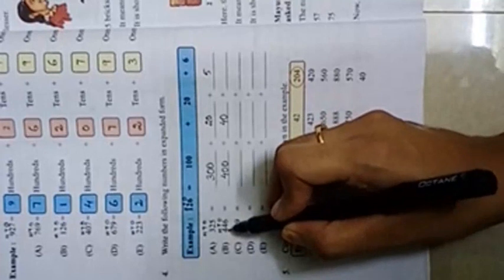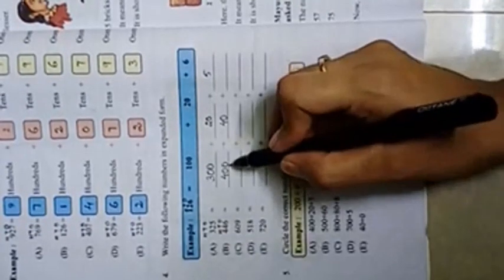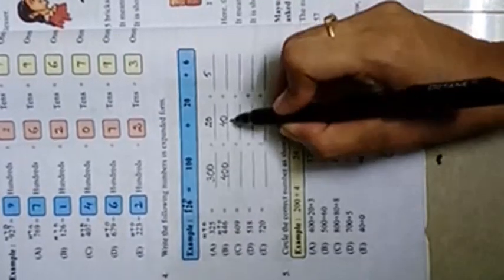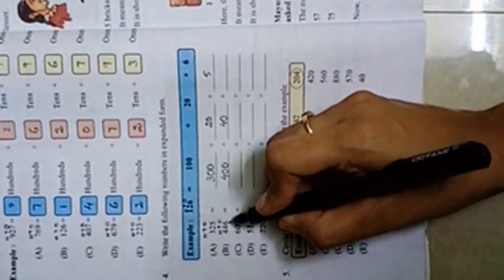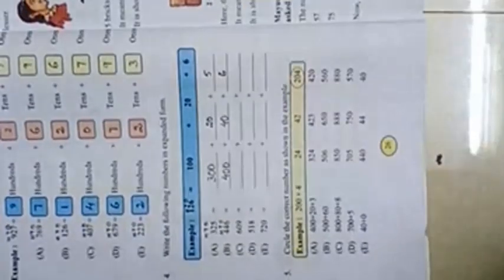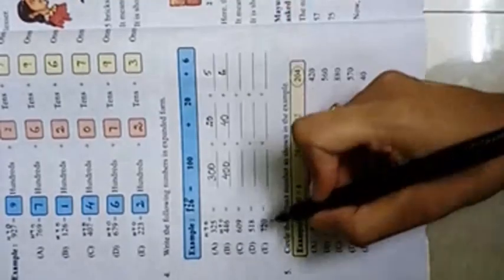First you have to write the hundreds place. 4 hundreds are 4 multiplied by 100. Then what will you get, children? 400. 4 multiplied by 10, what will you get, children? 4 tens are 40. 6 is there in ones place, so multiply 6 by 1. 6 ones are 6. I hope you understood nicely.